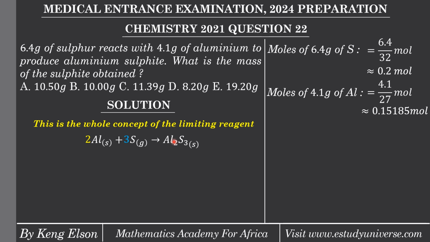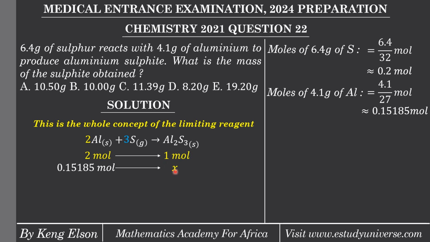Now, let us get the number of moles of aluminium sulfide using aluminium. From this balanced chemical equation, we can realize that 2 moles of aluminium will produce 1 mole of aluminium sulfide. It therefore means that 0.15185 moles of aluminium will produce what number of moles of aluminium sulfide.